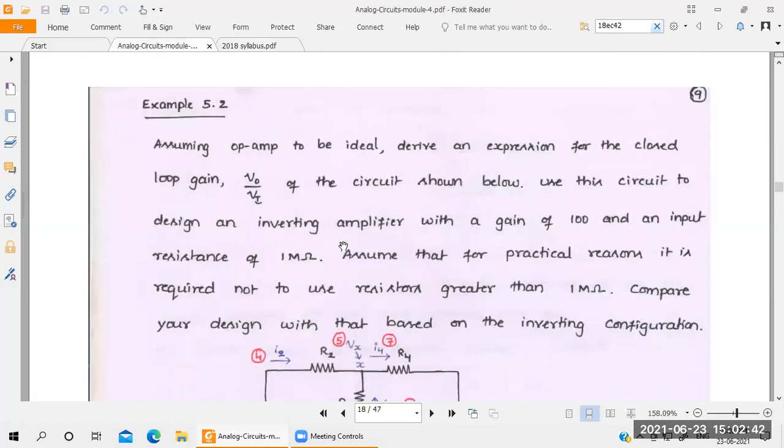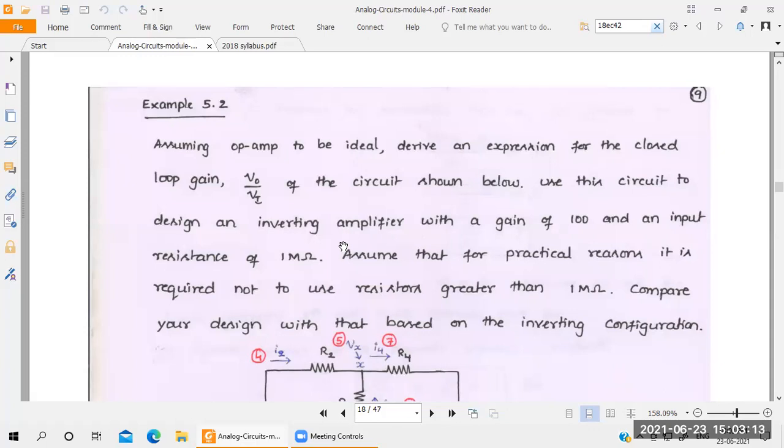Assuming the op amp to be ideal, you first have to consider the op amp in ideal condition. After that, you have to derive the equation for the closed loop gain, that is V0 by Vi. After that, you have to take the inverting amplifier for a gain of 100. Understood? Then you take the closed loop gain as G, that is V0 by Vi, for the ideal op amp.